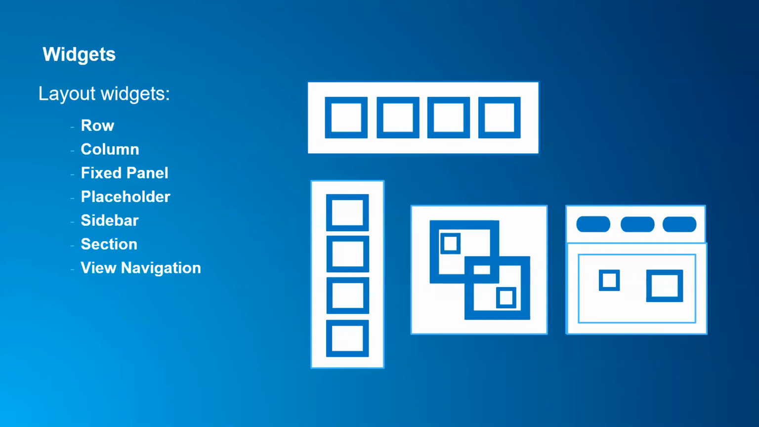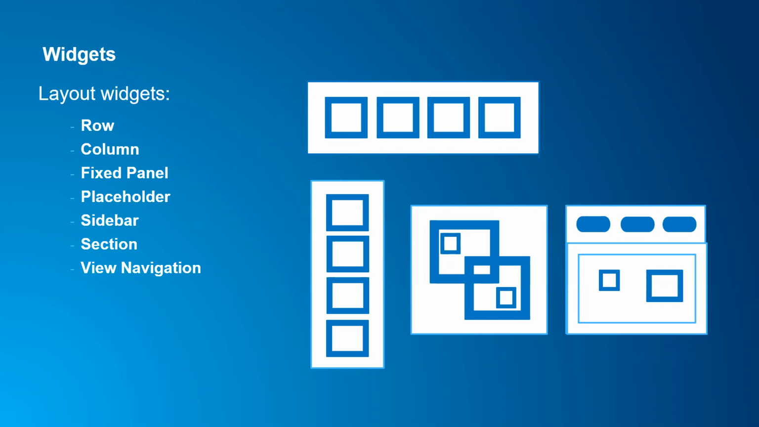Now there are widgets that are focused for layouts. So you can have rows and columns, and inside each row and column, you can put other widgets. You can have a fixed panel like the page. You can have a placeholder, a space to put something later. Sidebars we saw with the map and the list. Sections, and the ability to navigate between views and all.